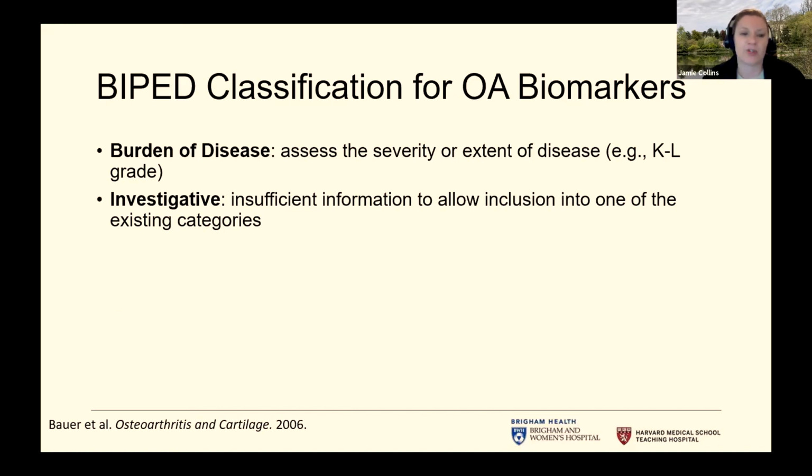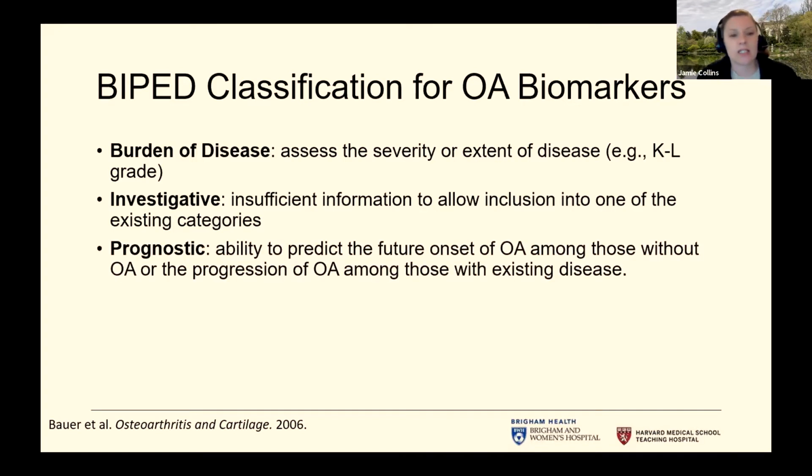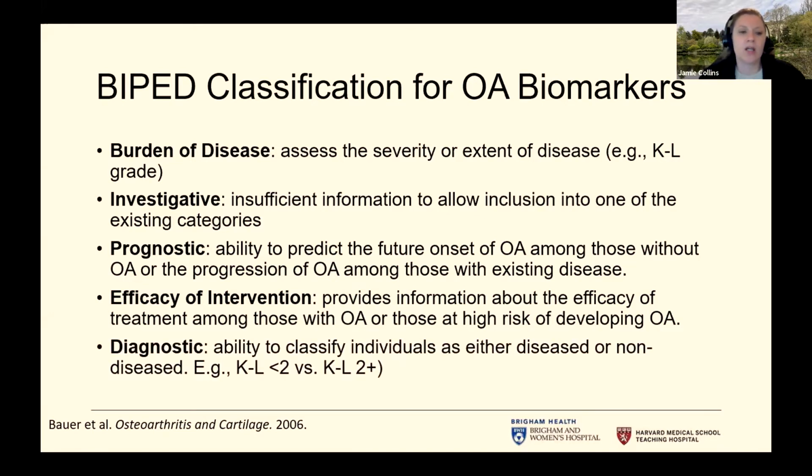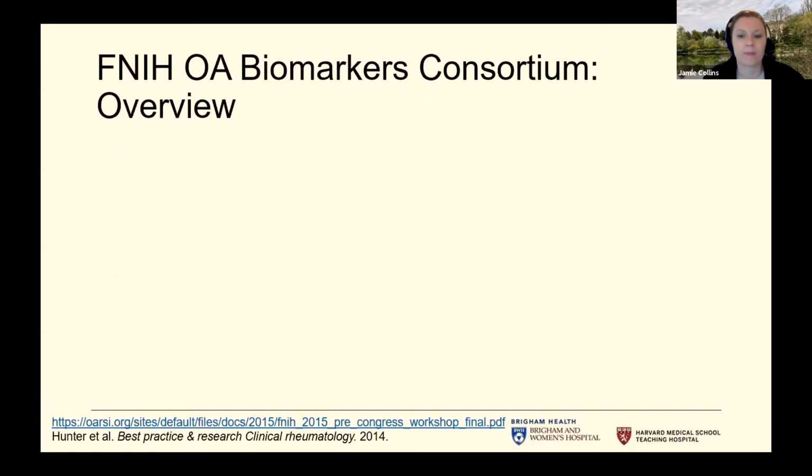Investigative, so biomarkers where there's insufficient information to allow inclusion into one of the existing categories. Prognostic, the ability to predict the future onset of OA among those without OA or the progression of OA among those with existing disease. Efficacy of intervention provides information about the efficacy of treatment among those with OA or those at high risk of developing OA. Or diagnostic, so the ability to classify individuals either as diseased or non-diseased. So for example, KL less than 2 or KL 2 or higher.